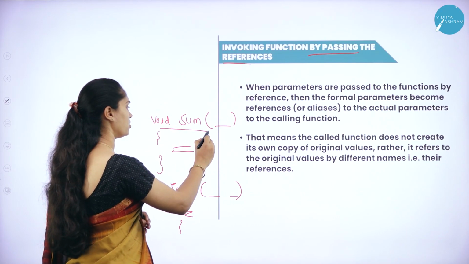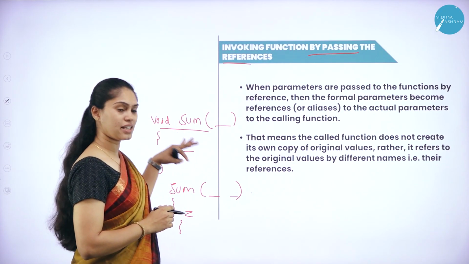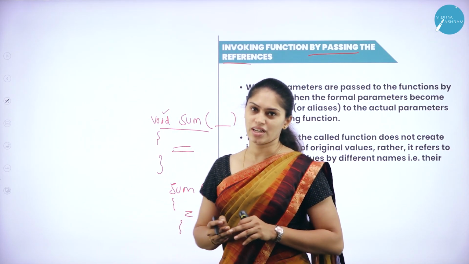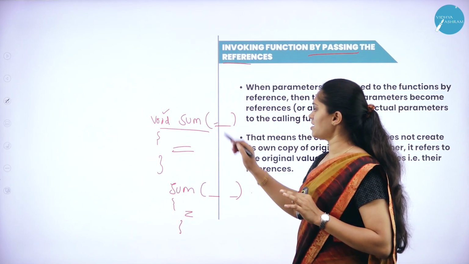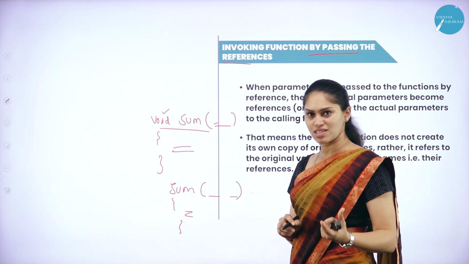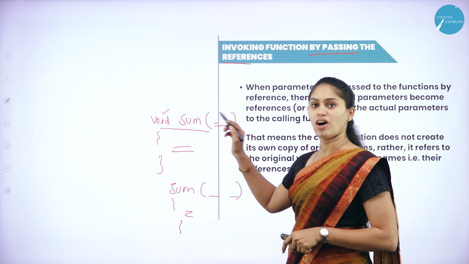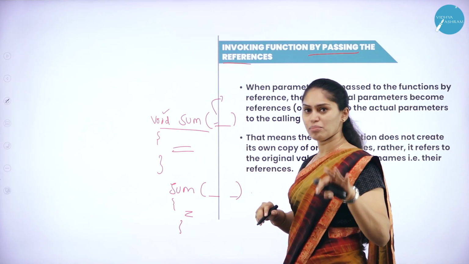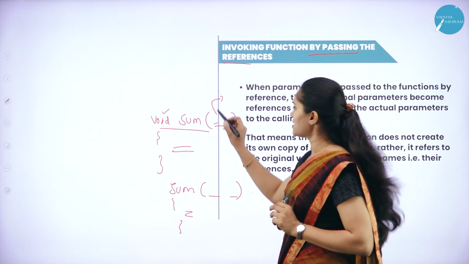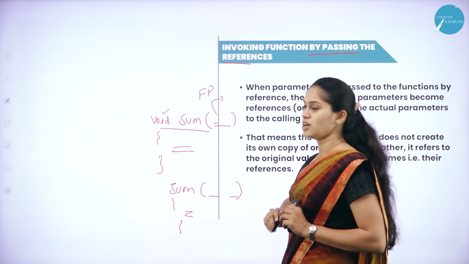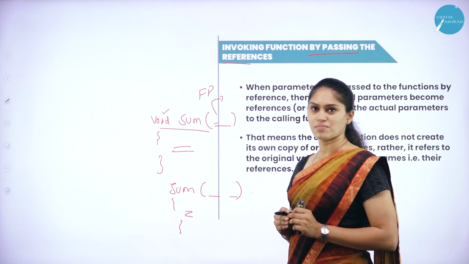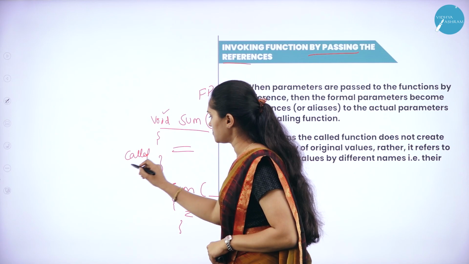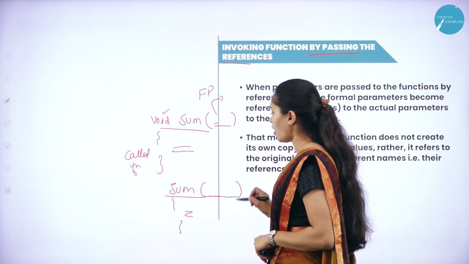When you look into this, void is the return type and sum is the name of the function. Whatever parameters or arguments I send in the function definition or at the time of function declaration, I call those arguments or parameters formal parameters or formal arguments. Okay, that you have to remember. Here this is the called function.